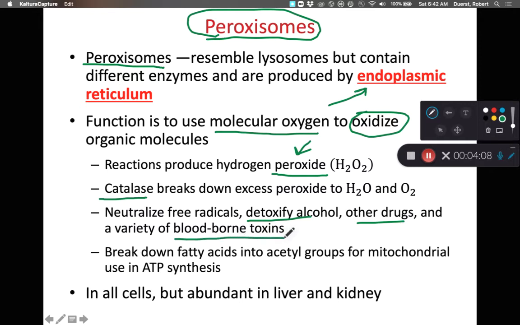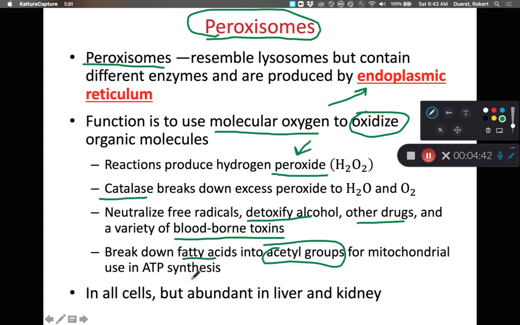And when we say oxidizing, usually that means attaching an oxygen atom covalently to the molecule that we're oxidizing. Or in a more technical sense, it can mean that we're pulling electrons away from the molecule. We also use peroxisomes to break down fatty acids into individual acetyl groups, and those individual acetyl groups are then going to be sent to the mitochondria to make ATP. That's referred to as beta oxidation.